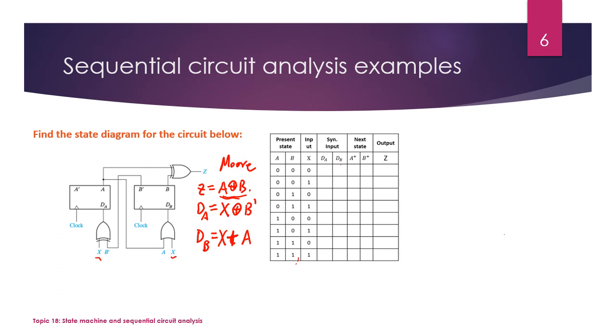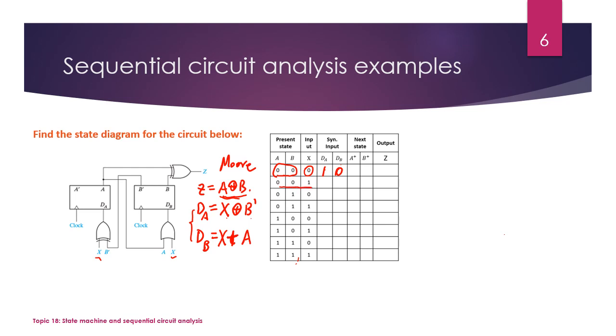So if the current state is 0, 0, and X is 0, what's the next state, and then what is DA/DB? The DA/DB values we can get from the Boolean expression here. X is 0, B is 0, so B prime is 1. So 0 XOR 1, we get 1 here actually. And for DB, we've got 0 or 0, we get 0.